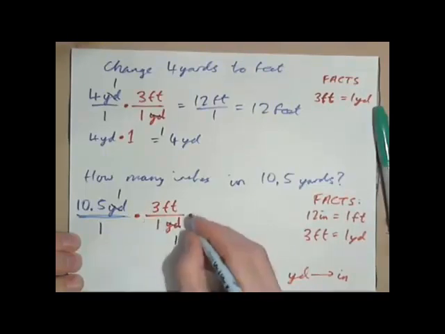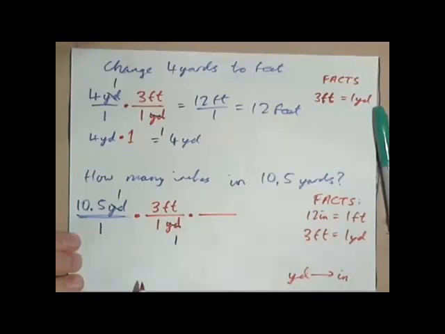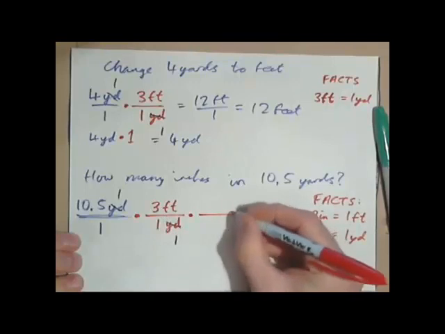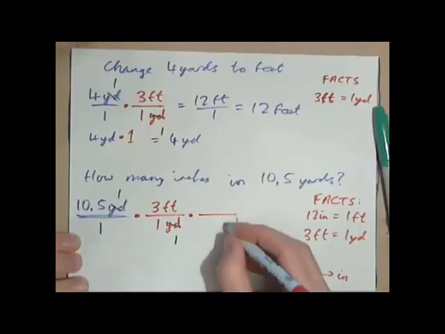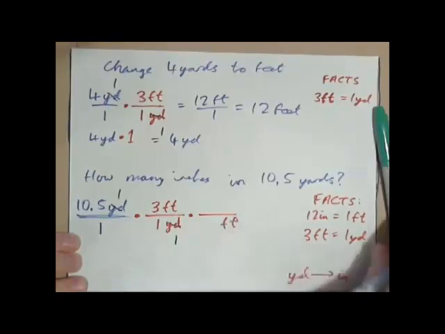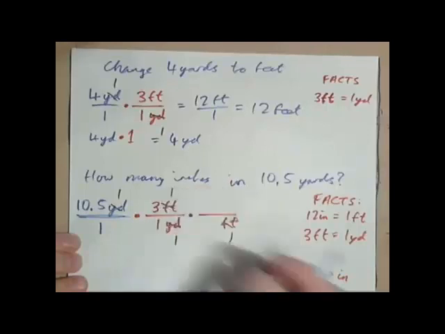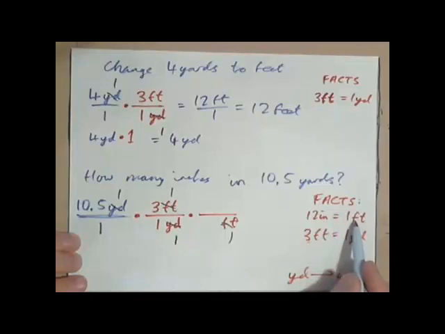But I want to go to inches. So multiply that by a unit fraction that makes the feet go away. Do you need feet on the top or do you need feet on the bottom? If you have feet on the bottom, FT, now these feet will cross-cancel, won't they? So we need to multiply by a unit fraction that has feet on the bottom. We want to go to inches, so don't use this one. Use this one, feet to inches.